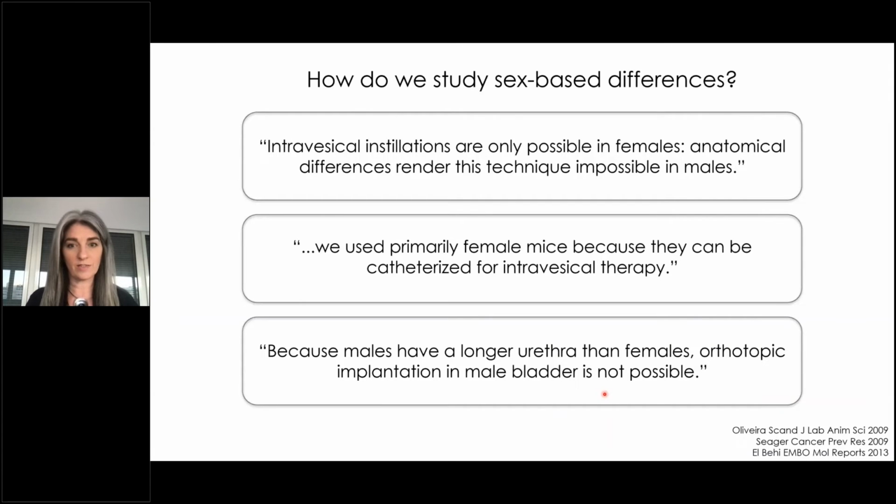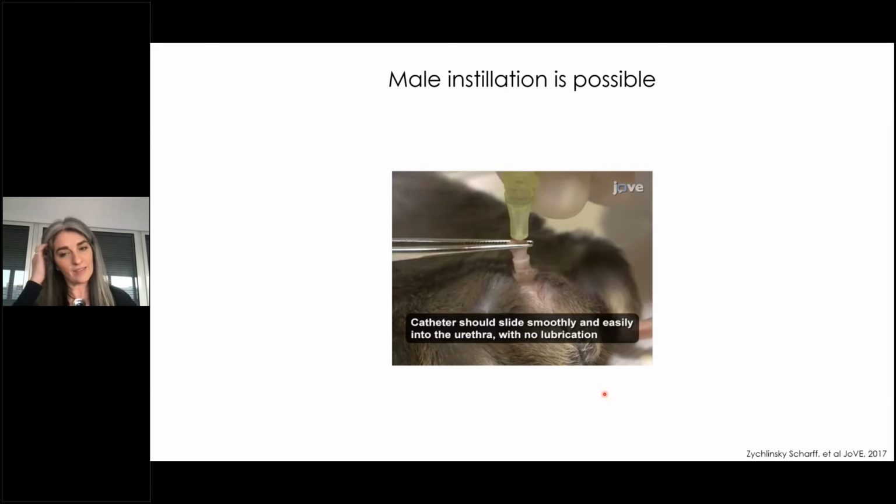So I wouldn't be here today if that was the case. In fact, it is possible. We had an ambitious student in the lab who looked into the literature, and she found a method to do exactly this. And so we developed a way to put a catheter into male animals so that we can really ask the question: is there a difference, not so much in susceptibility but in response to infection, between male and female animals? And if you're curious, you can see a video of how we do this down here.